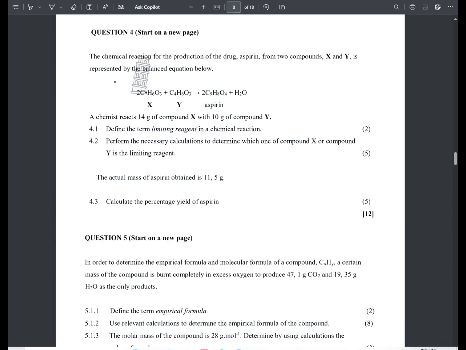So what do we say is a limiting reagent? We say this is a substance that is completely used up in a chemical reaction, right? So the substance that will be completely used up in a chemical reaction is known as the limiting reagent. So 2 marks for that definition.